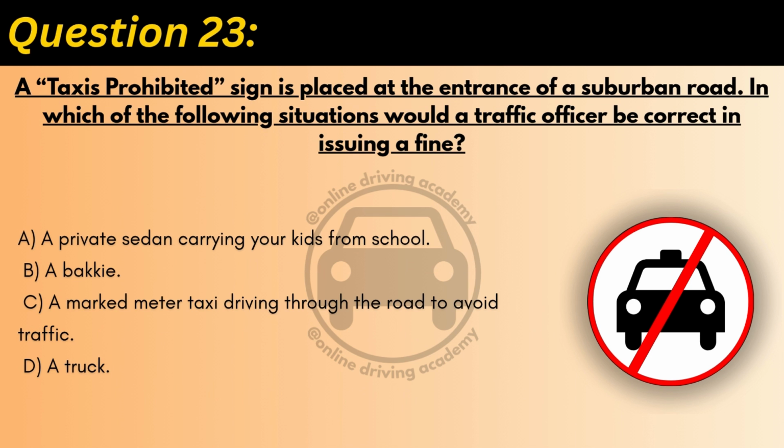Question 23. A taxi's prohibited sign is placed at the entrance of a suburban road. In which of the following situations would a traffic officer be correct in issuing a fine? So is it option A, a private sedan carrying your kids from school? Is it going to be option B, a bakkie? Is it going to be option C, a marked meter taxi driving through the road to avoid traffic? Or is it going to be option D, a truck?